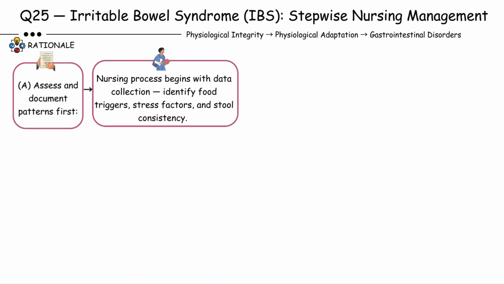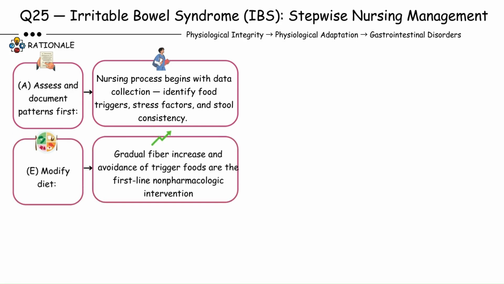Step 1. Assess and document patterns first. We always start with assessment. You need to know, what does the client eat? When do symptoms get worse? What are the bowel habits like? Are there clear stress triggers or specific foods that consistently lead to cramping or diarrhea? Without this baseline information, any plan you make is just guessing.